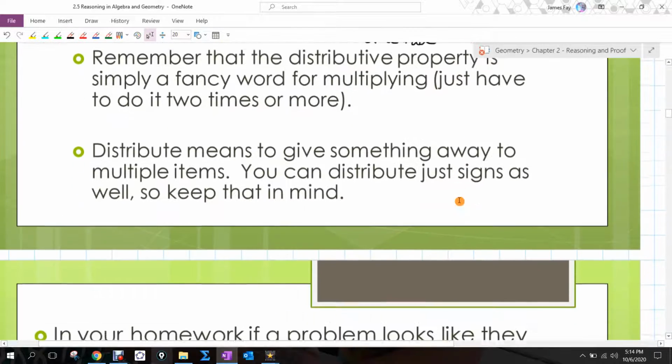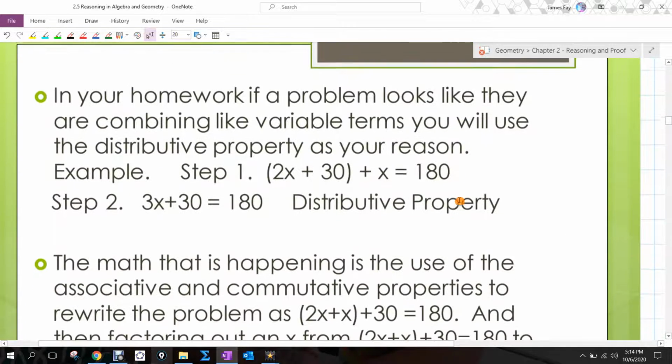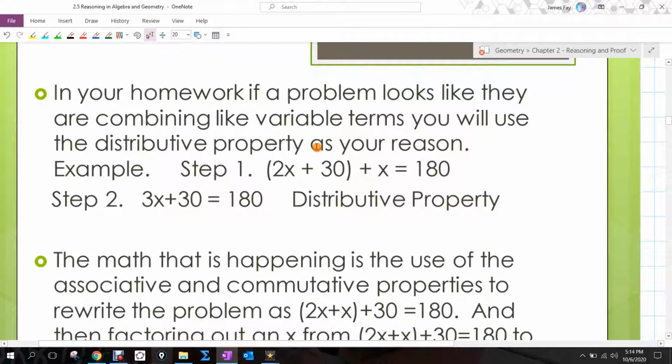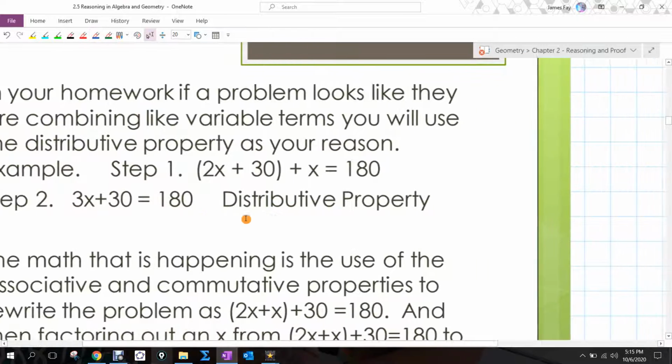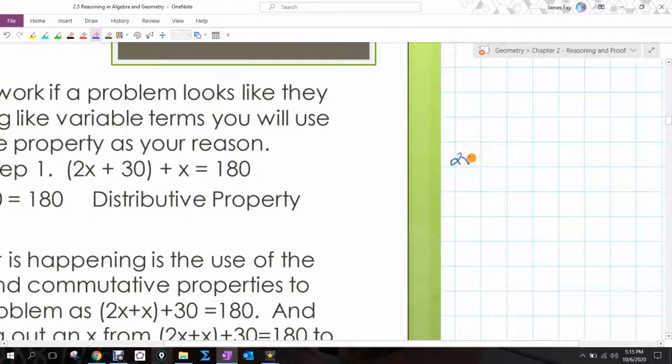There are also times, and you're going to see this in your homework, that something looks like we're combining like terms. If I say I have 2x plus 30 plus x equals 180, and I rewrite that as 3x plus 30 equals 180, in your homework it's going to ask you to choose that as the distributive property. But let's talk about this real quick. I'm just going to come over to the side and write 2x plus 30 plus x equals 180. This is maybe something you guys have done in some of your algebra classes.